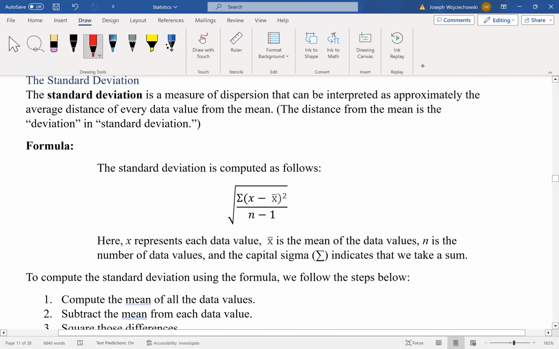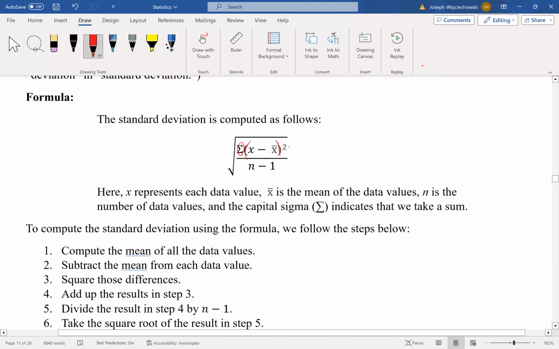Standard deviation is the square root of the sum of x minus x bar squared over n minus 1. x is each data value, x bar is the mean, n is the number of data values, and the capital sigma indicates that we take a sum. This means take the value, subtract the mean, and then square it. And then we take the sum of.